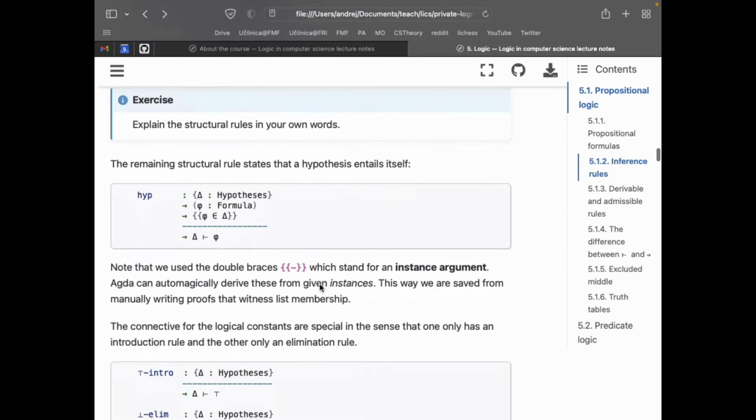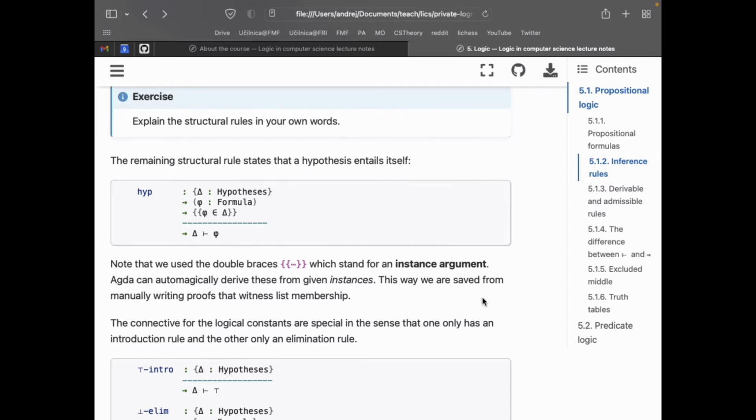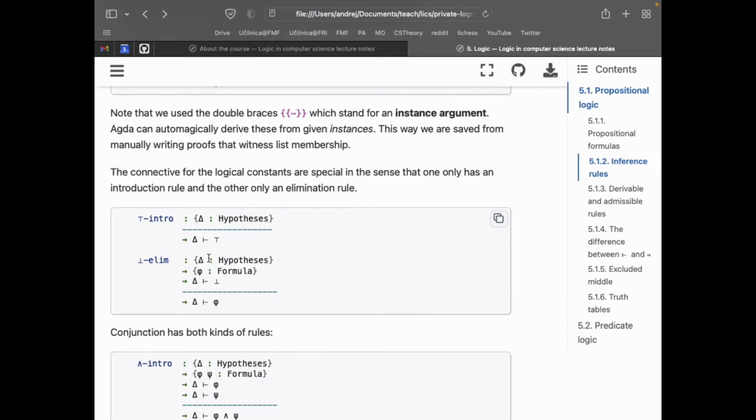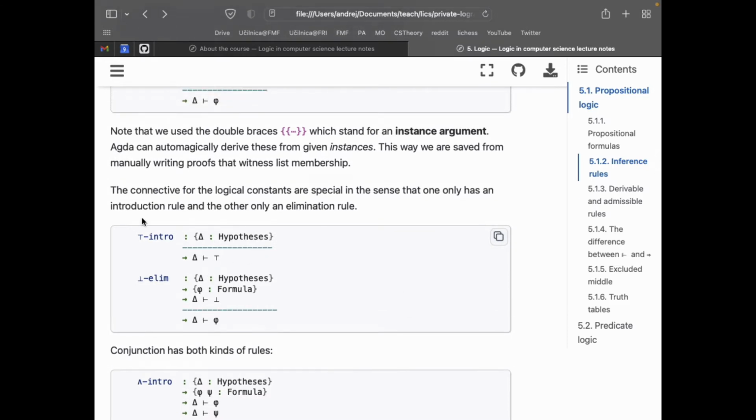Okay. Now, the next one is called the hypothesis rule, and it says that delta entails phi if phi appears in delta. So every hypothesis entails itself. Yes? This is also structural. It's a special rule. It's not about a connective, so sometimes people say it's structural. Okay, then we have the rules for true and false. And these are a bit special because true has only an introduction rule, but false only has an elimination rule.